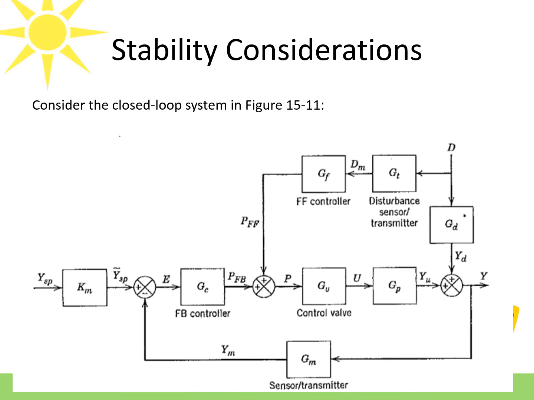Now let's analyze the stability of the closed loop system in figure 15.11. This is the block diagram of a feed forward plus feedback controller. So let's analyze the stability. As you have learned previously, the stability can be analyzed using the characteristic equation.